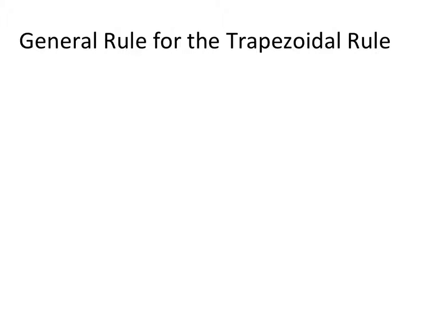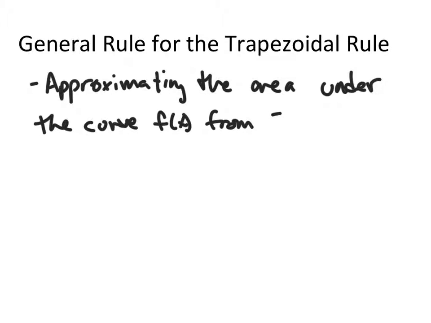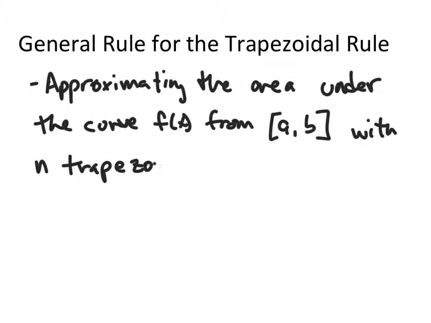that we are approximating the area under the curve f of x from the interval from A to B with n trapezoids. Okay, so this is a general rule that will work for any sort of situation.